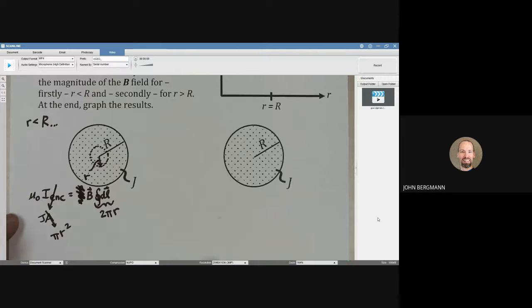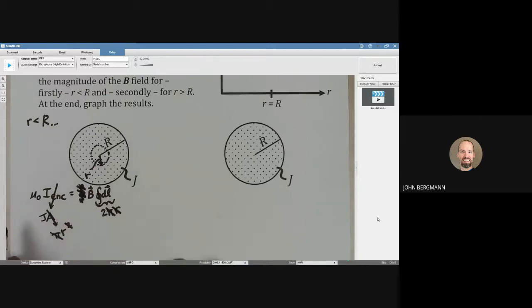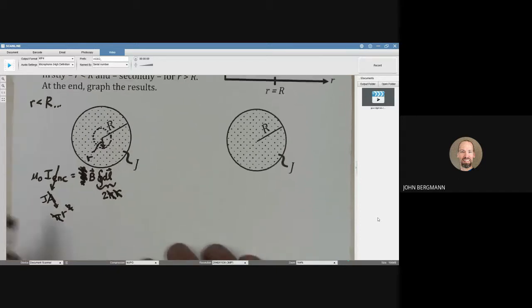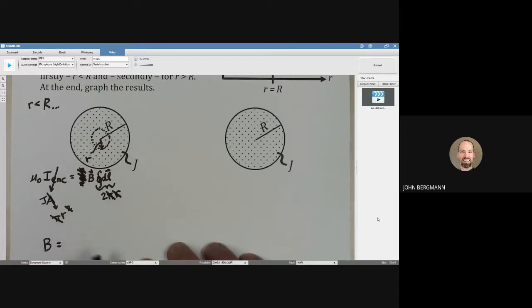All right, can we simplify this at all? The pi's cancel. I think that r cancels that r right there. And so what's the magnitude of the magnetic field? What do we end up with? We end up with a 1/2 there. No, not I. Silly Mr. Bergman. We figured out the I. The I was the J times the A. So mu naught times J times r times 1/2.